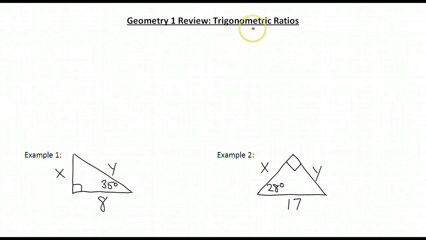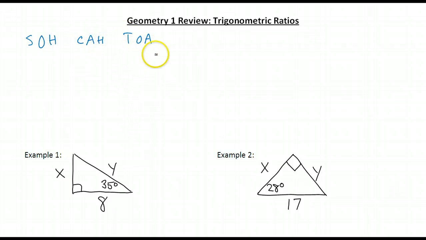When you first learned the trigonometric ratios, you learned the acronym SOH CAH TOA. SOH CAH TOA will help you remember those trig ratios. SOH stands for sine, opposite, hypotenuse.